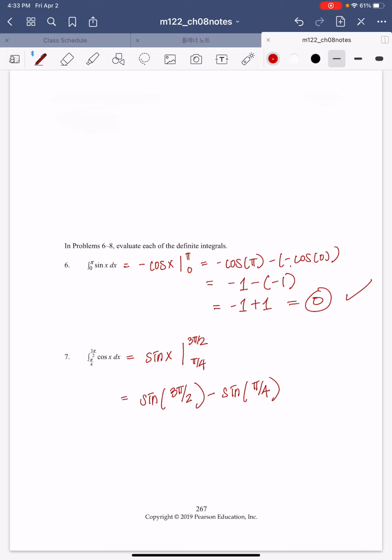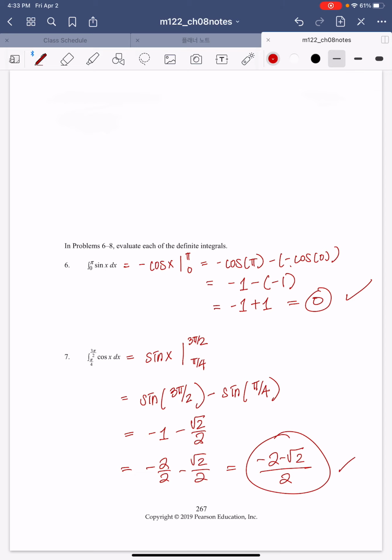So I have sine of 3 pi over 2, that is a quadrant angle, negative 1. Sine of pi over 4, that's a 45, 45, so that's root 2 over 2. Okay. So finding the common denominator, negative 2 over 2 minus root 2 over 2. So negative 2 minus root 2 over 2 will be the final answer.